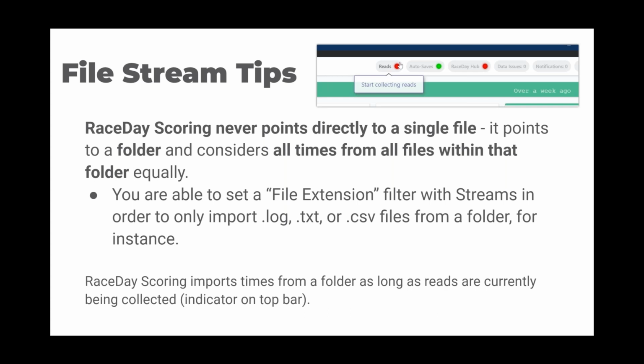So you'll see on the top toolbar here, there's this little icon. It says Reads, and it's currently red unless you clicked it. Basically that is the system saying whether or not it's currently collecting reads. So in order to get any data from the streams that you have set up, you have to click the button, and then it will start pulling in all of the files in the folder that you have it pointed to, and it'll start pulling in all the read data from those files.